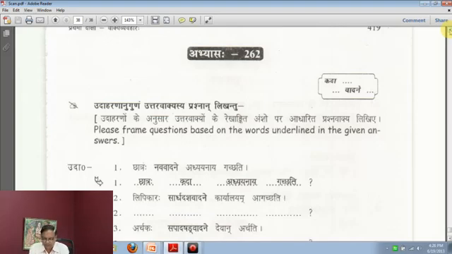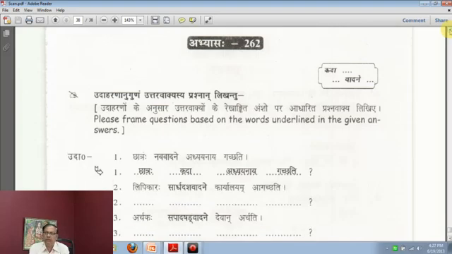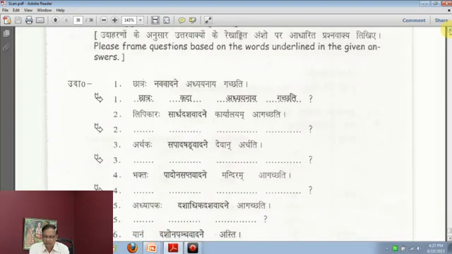You can read: chhatraha navavadane adhyanaya gacchati. So when you make this sentence an interrogative sentence, chhatraha kada adhyanaya gacchati. Kada gacchati adhyanaya. When does the boy go for study? Chhatraha navavadane adhyanaya gacchati. He goes at 9.